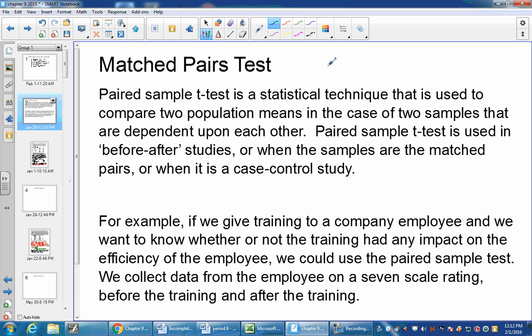A paired sample t-test is a statistical technique that is used to compare two population means in case the two samples are dependent on one another. Paired sample t-test is used in before or after studies, and when the samples are matched pairs or when it comes from a case control study. So basically what this says is this depends on the design.